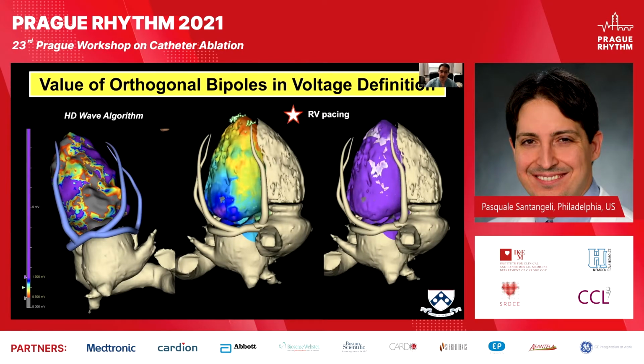And two sites of breakthrough can be appreciated within the scar, one in the mid scar here and one more basal in the perimitral region. And again, they did correspond fairly nicely with the areas of relatively preserved voltage with the HD Wave algorithm.